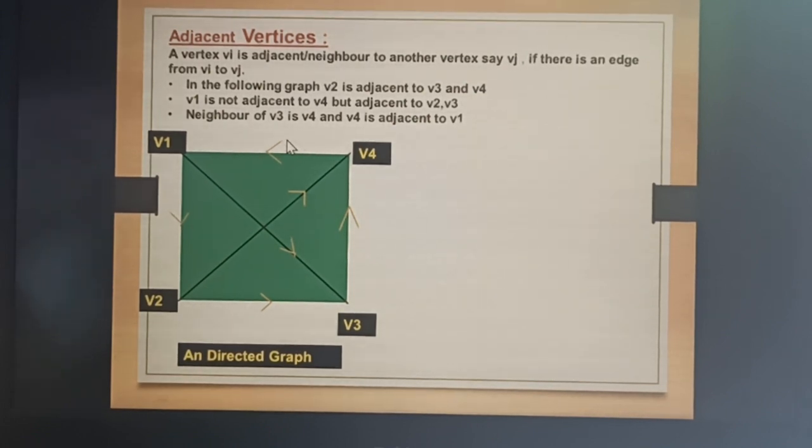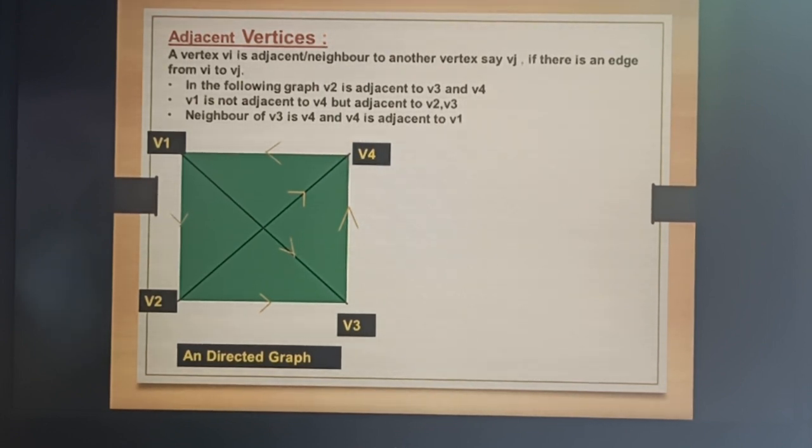Now adjacent vertices. Take the case of a directed graph. A vertex vi is adjacent or neighbor to another vertex vj if there is an edge from vi to vj. Two vertices are called adjacent if there is one edge directed from vi to vj. Here vi may be 1, 2, 3, 4 or 5, anything. So if there is one edge from one vertex to another, then that is called adjacent vertices.